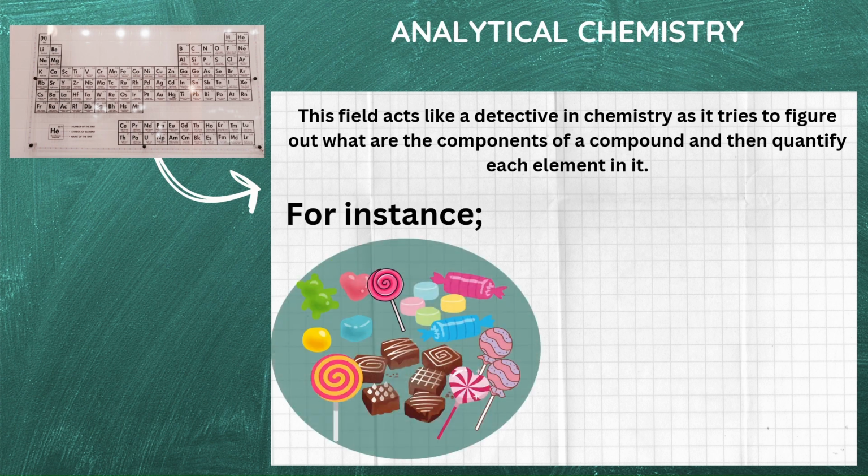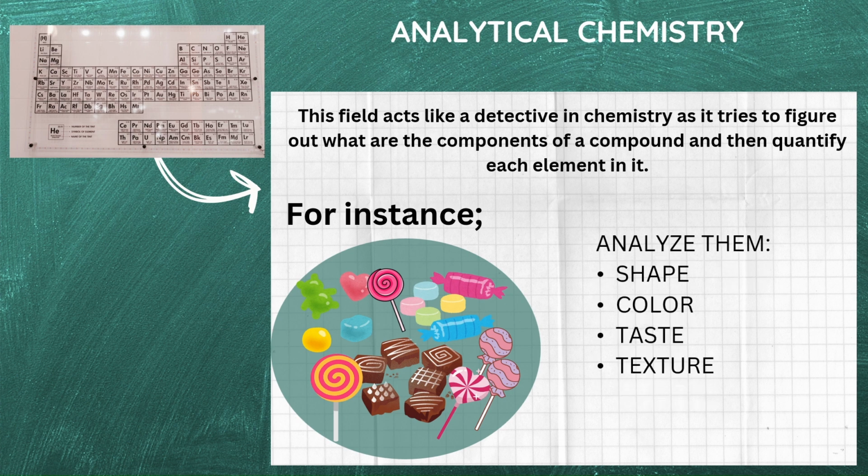To understand this, I have a very simple example for you to understand how analytical chemistry works. Now, there are different types of candies present here, with different kinds of textures and patterns on them. If we were to apply analytical chemistry on them, we would have to analyze them by different categories, such as some of the categories written here: the shape, color, taste, or texture.